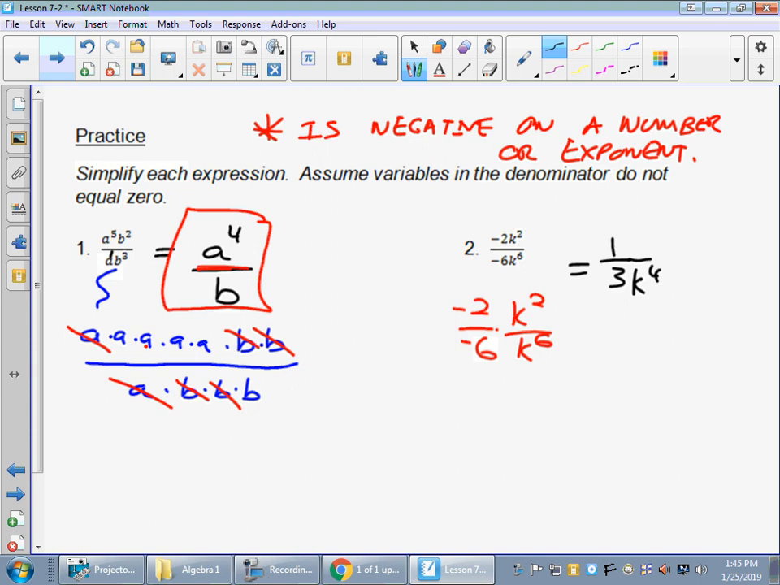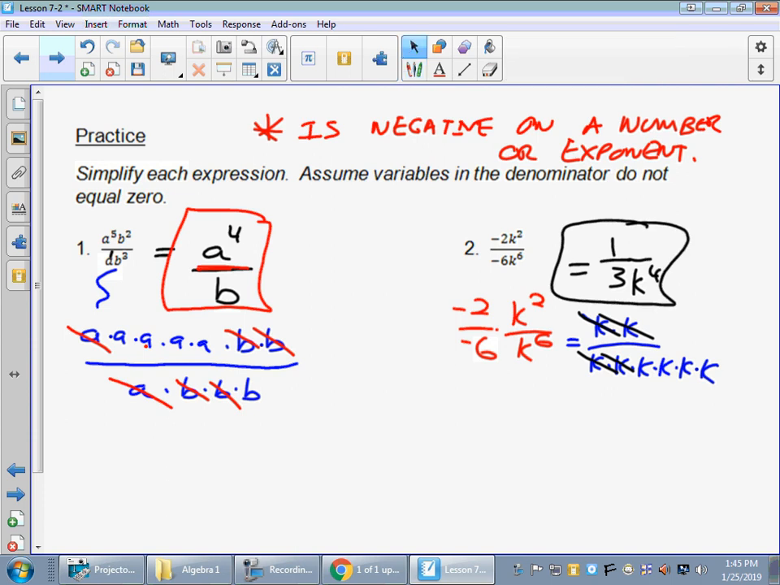Okay, let's write that out to make sure it looks the same. So this would be k times k. On the bottom, we'd have k to the 6th power, so I'd write it 6 times. And again, like I said, we're going to cancel. And so there's just 1 left on the top. And on the bottom, we've got 4 k's. And we've got this 1/3 there. So still, that's how we got our answer.